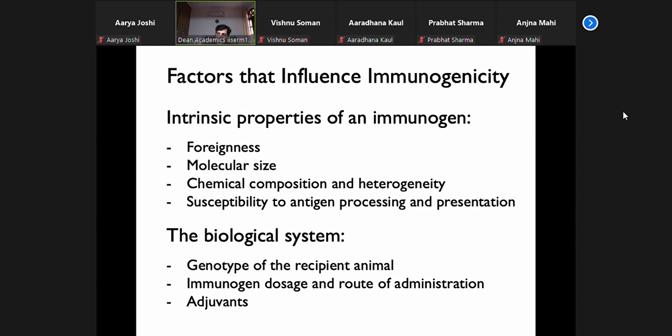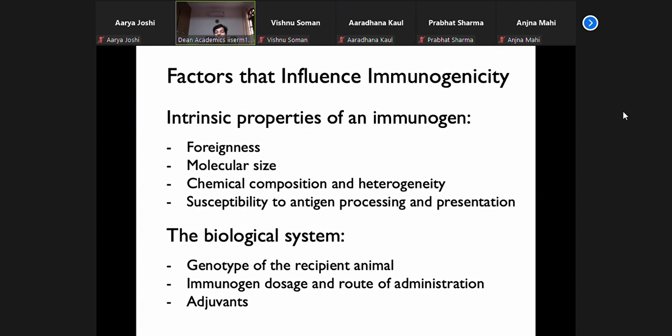Second is molecular size. If you inject very small sequences of amino acids, this is usually not immunogenic. You have to have a certain size, which can range from 1000 to 10,000 kilodaltons, and the more complex the structure, the better its immunogenicity would be. Smaller size structures are not immunogenic by themselves.